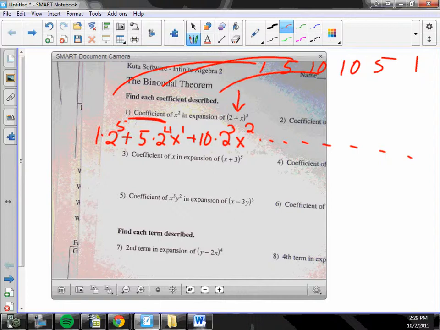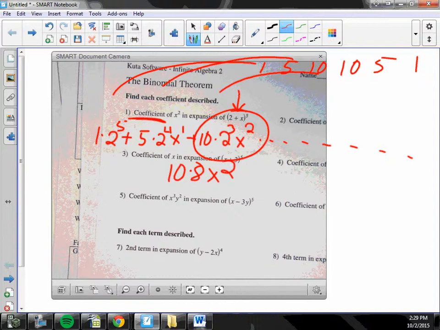So if we look at this term, 10 times 2 to the third is 10 times 27, 270. So well, no, it's just 270. Oh, no, I was thinking 3 to the third. Sorry. How about 80? So this is 10 times 8 x squared, but it doesn't even want the x squared. It's just asking for the coefficient, which means the number in front. So the answer to number 1 is 80.